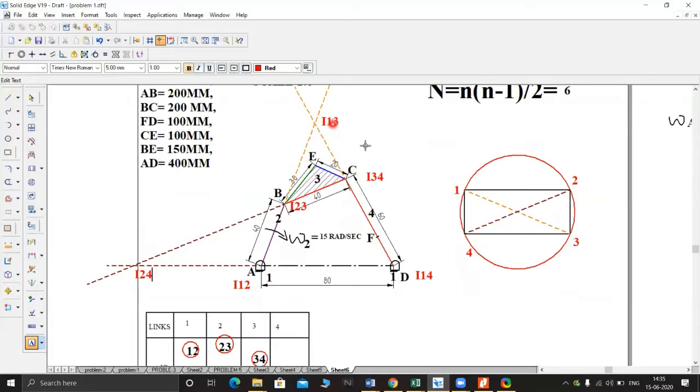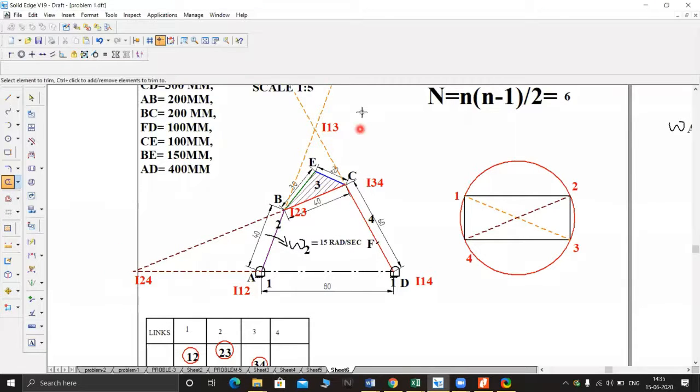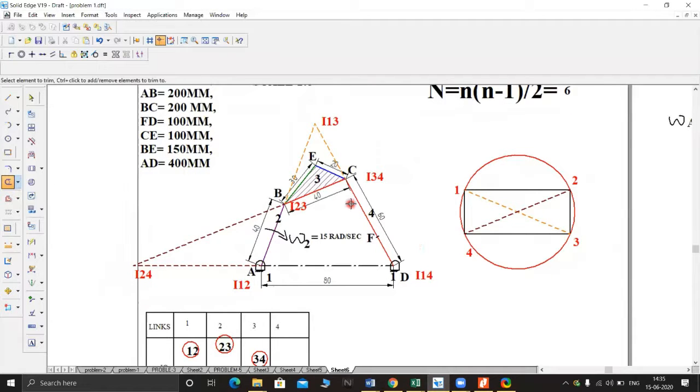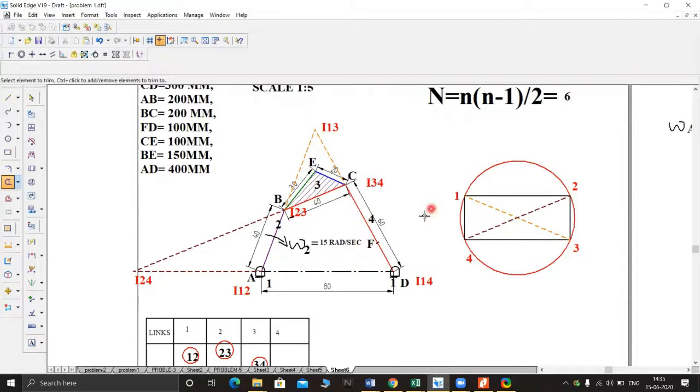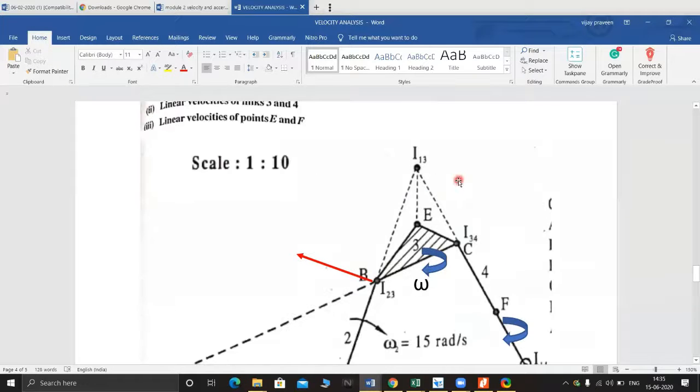So we have now got all the instantaneous centers. I24 here, I13 here. So now I'm going to trim it off because we need to take a measurement. Okay, now this is the first step. For this, 5 marks will be there: location of finding the instantaneous center. So this is very important. Now next is velocity.